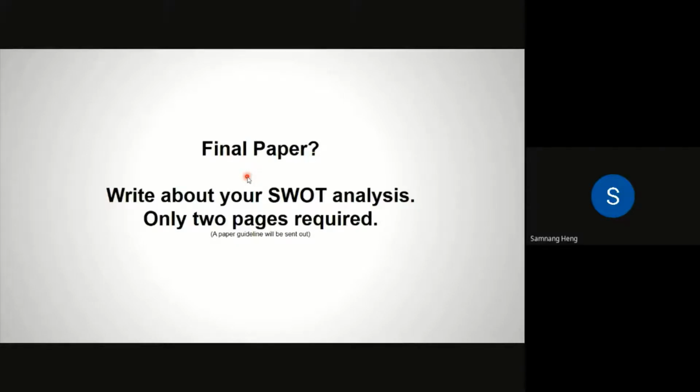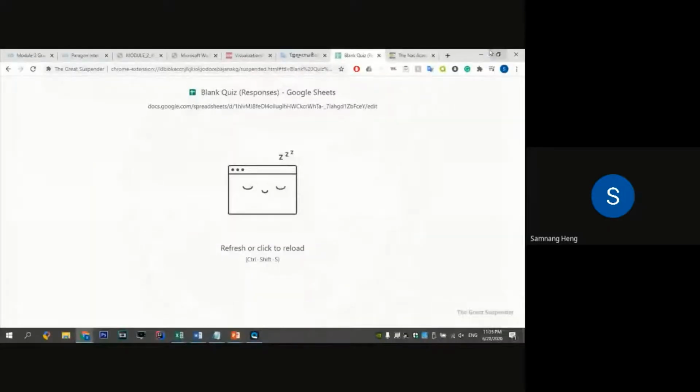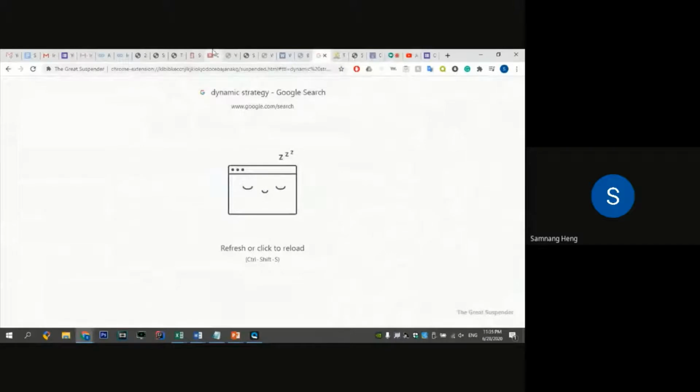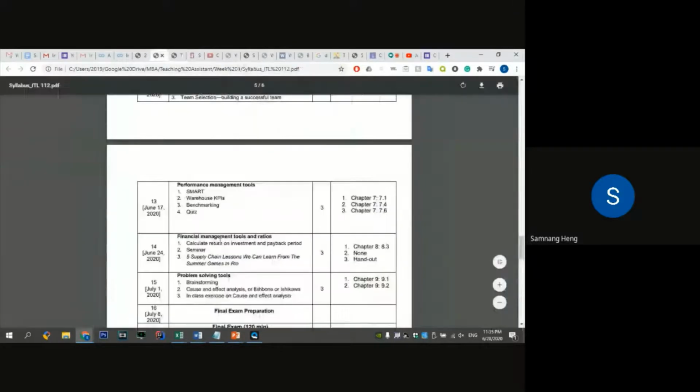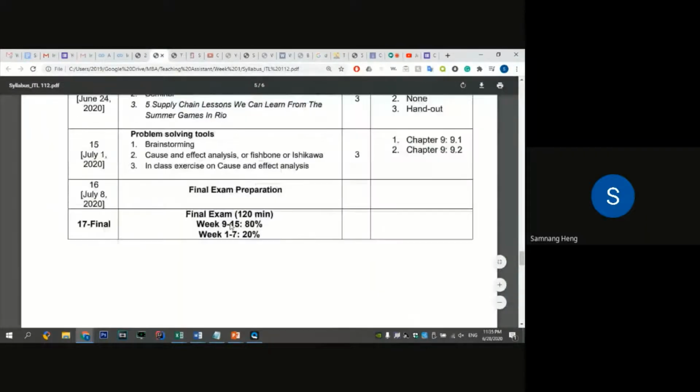Final exam, here I wrote down in the syllabus, final exam. Go to the syllabus here. It had percentages, like 80%, 40% and 60%. Yeah. Oh, 80% week 9 to 15, and 20% week 1 to 7.